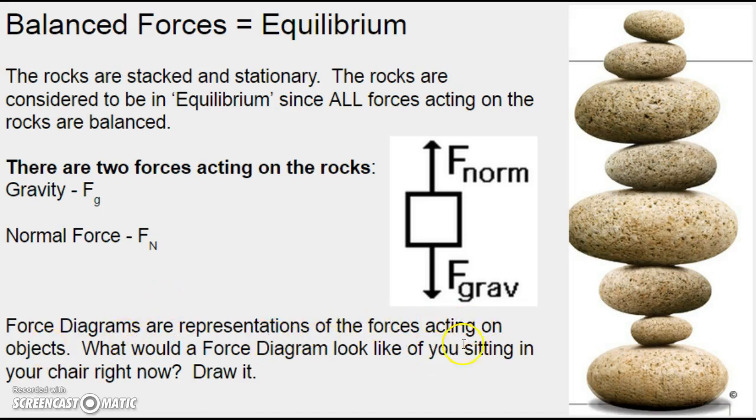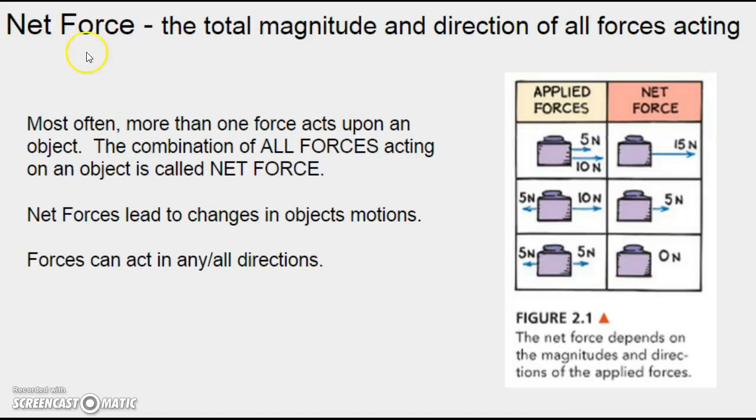So what would a force diagram look like of you sitting in your chair right now? Draw it. The pause is just to make sure you realize that you have a downward force, F sub G, and you have an upward force of the normal force, or the support force from the chair. So your diagram would look much like this picture, this force diagram, which is very much like this scenario here.